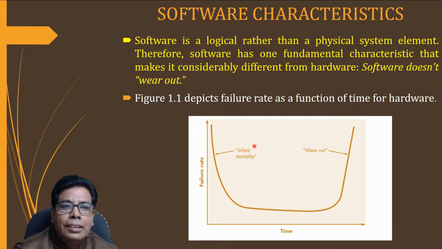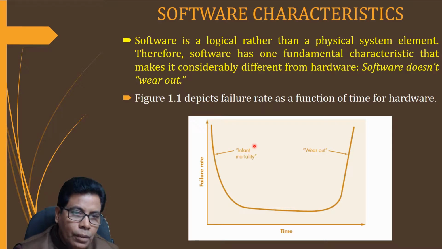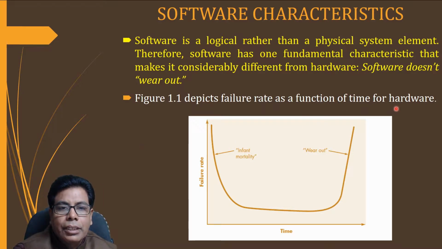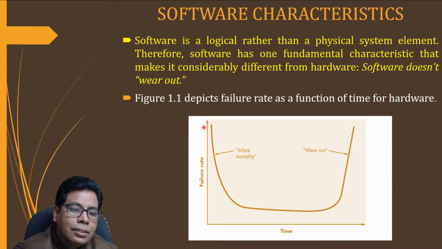Therefore, software has one fundamental characteristic: it is considerably different from hardware. So when you are studying hardware and software, you have to understand this. Software is different from hardware. Software doesn't wear out. Now here you will find failure rate as a function of time for hardware. This is the failure rate and this is the time.